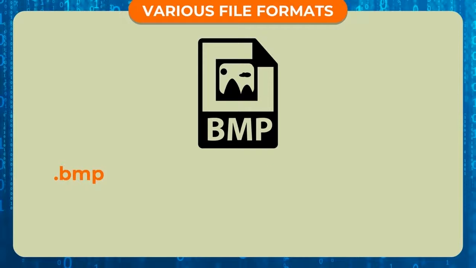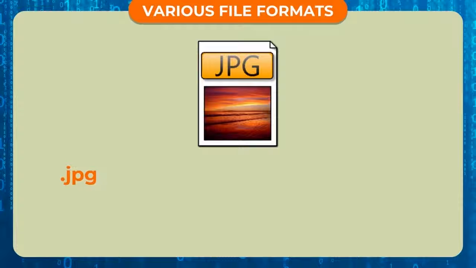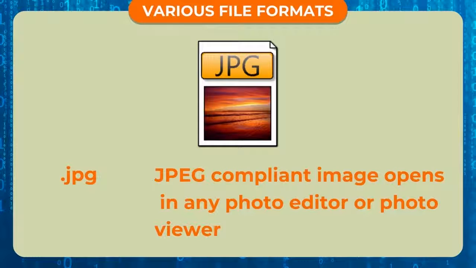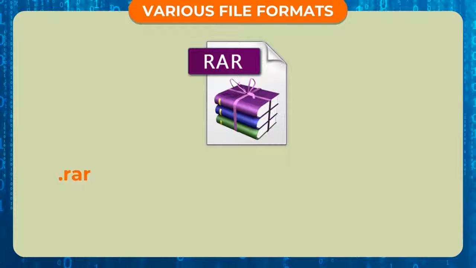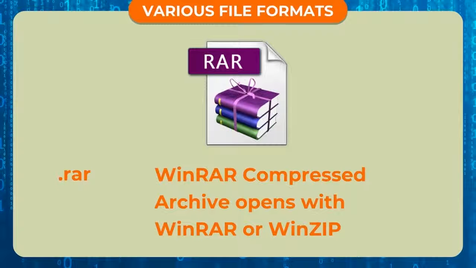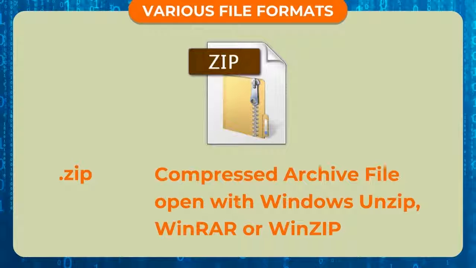.bmp, Windows bitmap, opens in MS Paint or any photo editor or photo viewer. .jpg, JPEG compliant image, opens in any photo editor or photo viewer. .mp3, compressed audio file, opens in a media player. .rar, WinRAR compressed archive, opens with WinRAR or WinZip. .zip, compressed archive file, opens with Windows Unzip, WinRAR or WinZip.